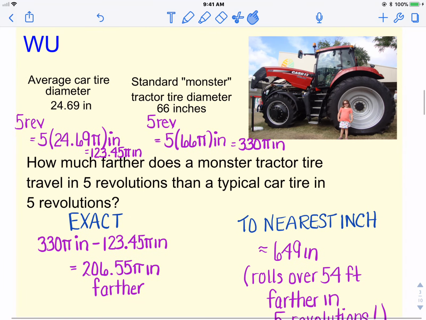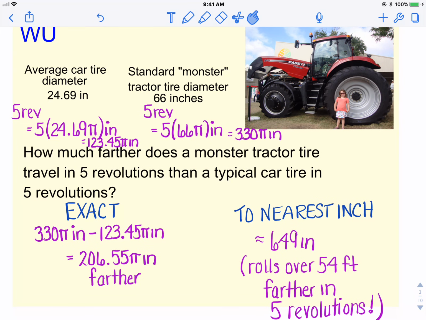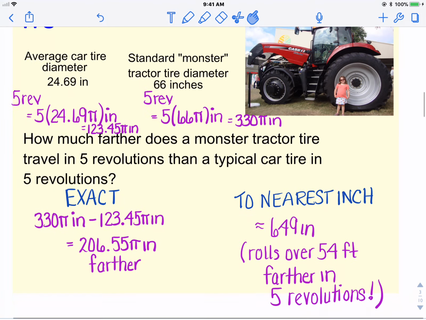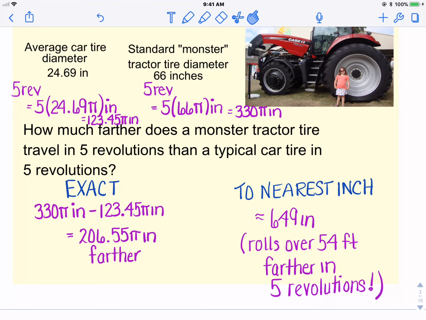If you're back, here is some information to check. In 5 revolutions, the average car tire, you can see how far it would have gone. In 5 revolutions, again, every revolution travels a circumference because each piece of that circumference of the tire hits the earth. And so if we were exact, it would roll 206.55 pi inches farther. To the nearest inch, about 649 inches, which means if it had rolled away from her, it would have rolled 54 feet farther than the car tire.